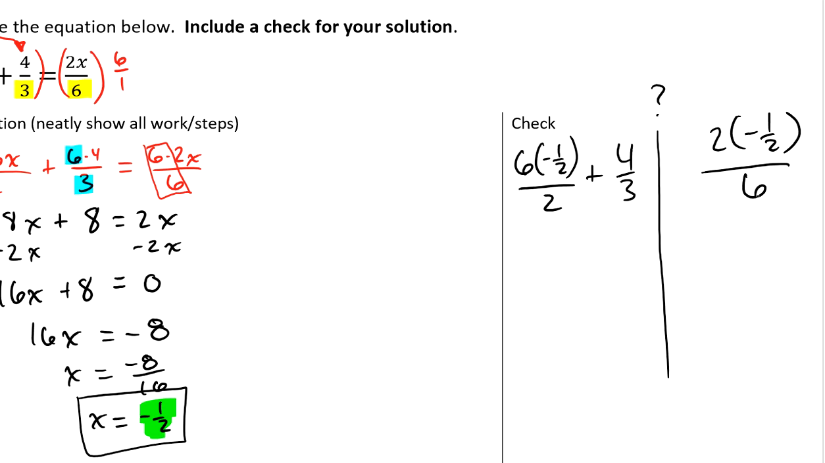So let's look at the left-hand side. 6 divided by 2 is 3. So I think this becomes 3 times negative 1/2, which is negative 3/2, plus 4/3. And on the other side, what do we have?